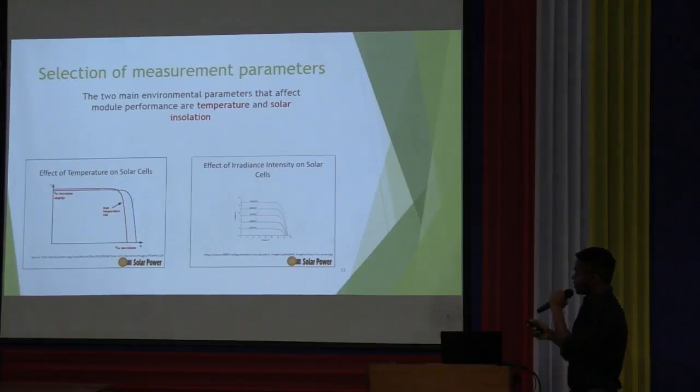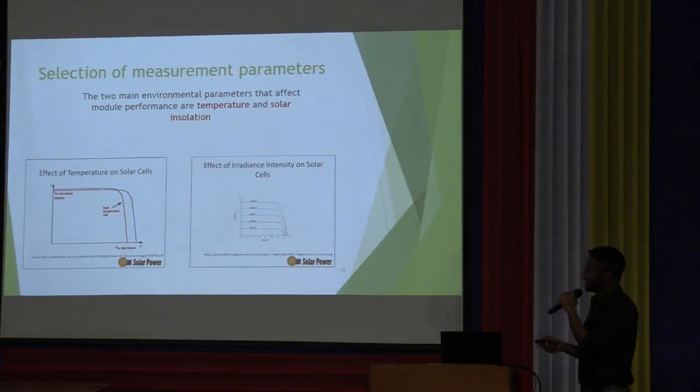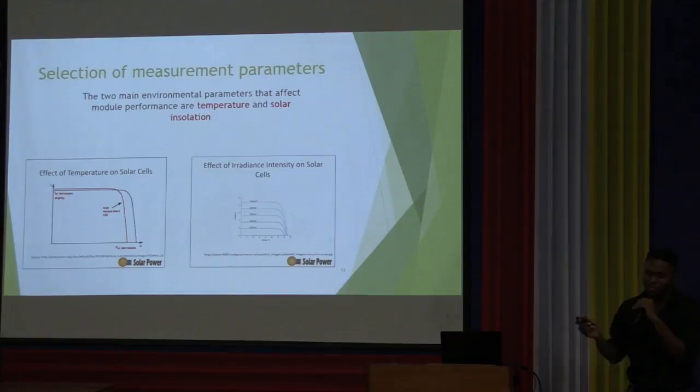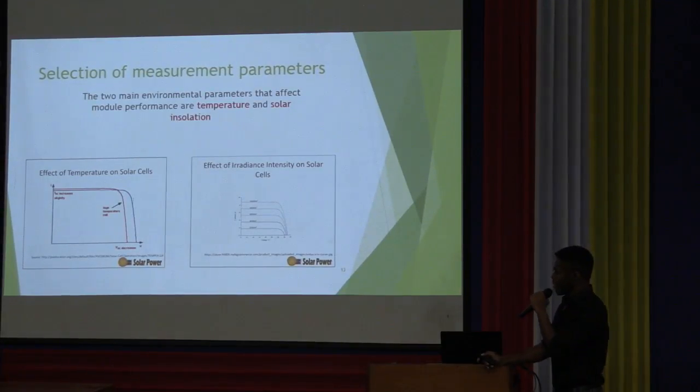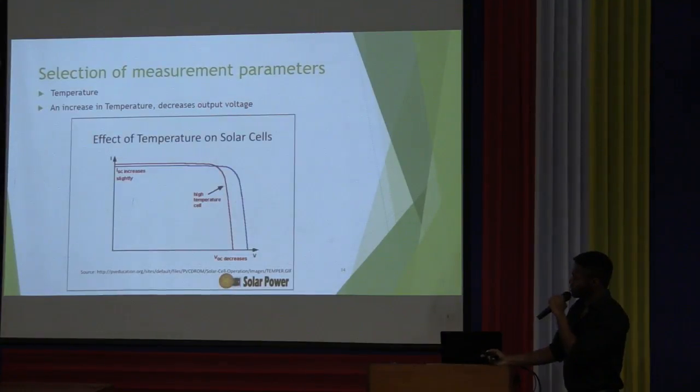I won't bore you with my motivation. So, selection of measurement parameters. The two main environmental parameters, like I mentioned before, that affect PV performance are temperature and solar insulation. So this first graph here, just so you can see bigger, temperature: as you have an increase in temperature, you have a decrease in output voltage.